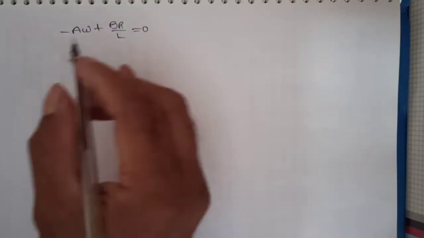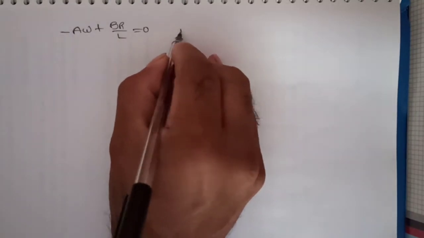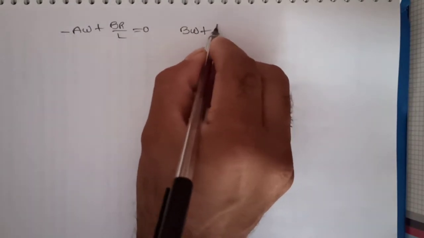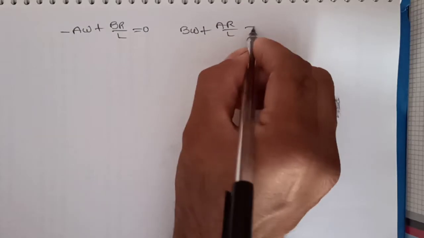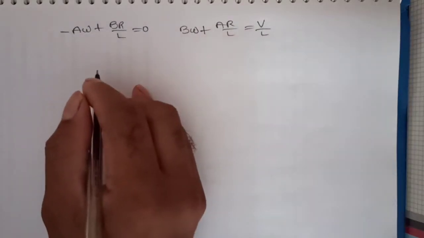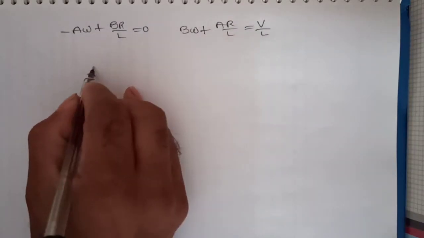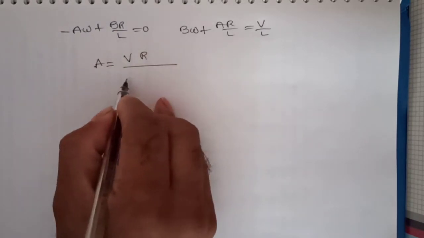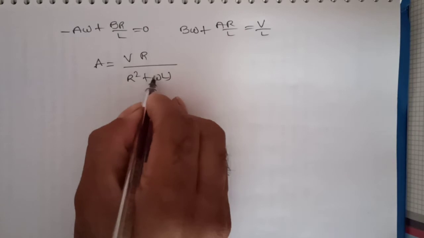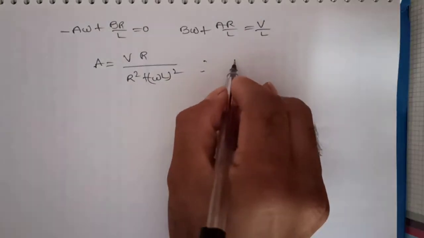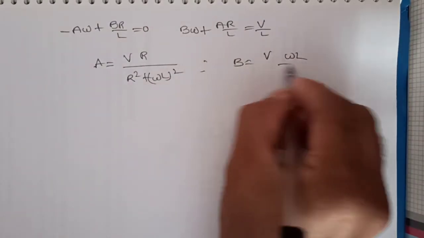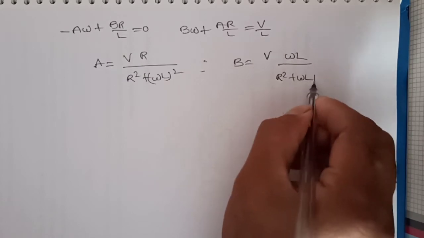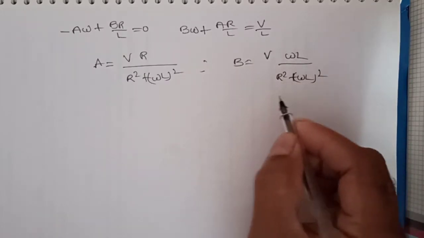This is one equation, and another equation is b omega plus a into r by l equal to v by l. So after solving these two equations, we will get a equal to v into r by r square plus omega l whole square, and b is equal to v into omega l by r square plus omega l whole square.